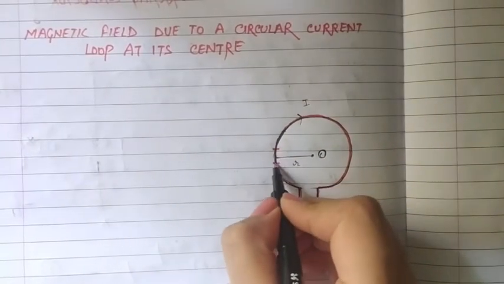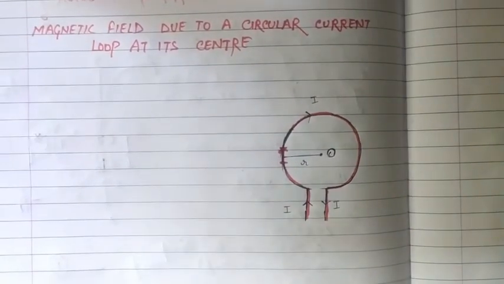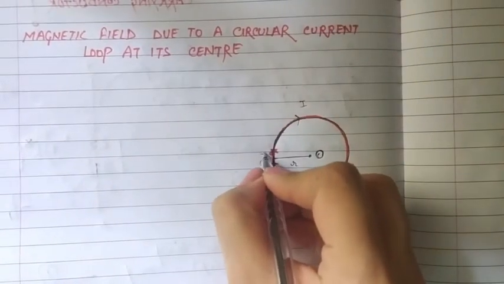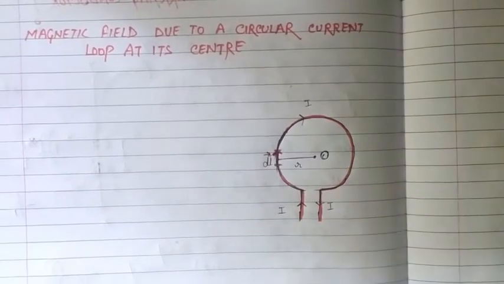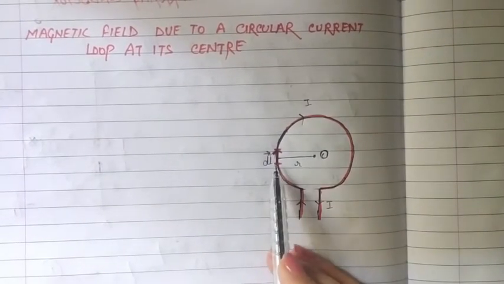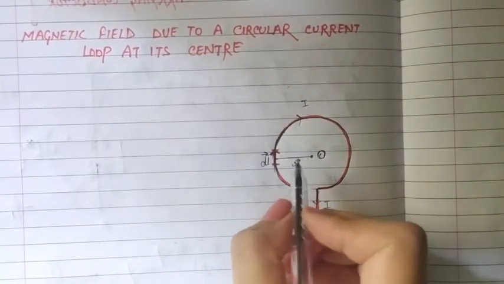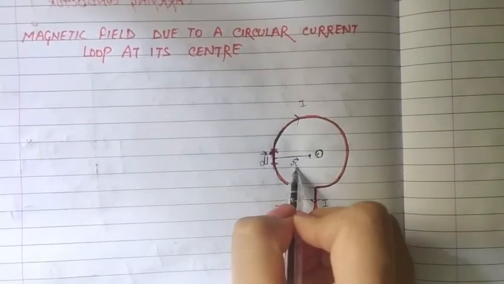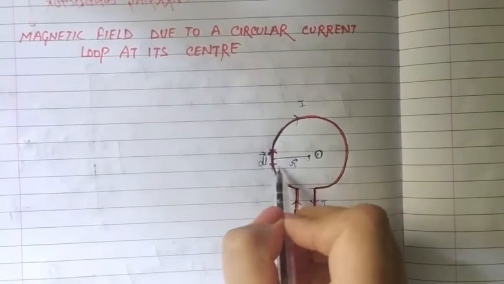This is the current element, right? Current element of length dl vector that we have considered for our calculation. This is the dl vector current element. The position vector of the point O from this current element is r vector because this is the radius of the loop. So the position vector of the center with respect to this current element is r vector. Now we want to calculate the magnetic field at point O because of this current element.